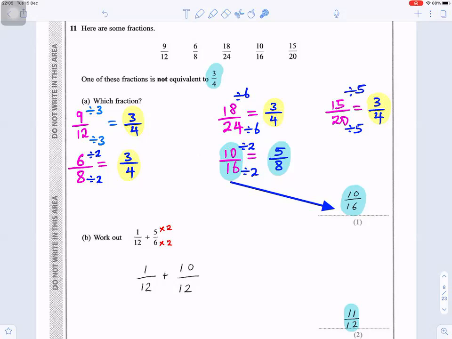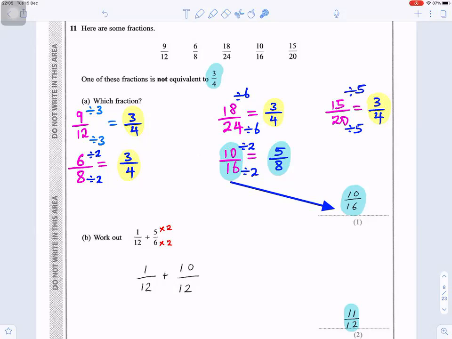So in an exam, you don't have to do the last one. You get it for free. Or you could just go ahead and still do it. 15 divided by 5 is 3. 20 divided by 5 is 4. So the answer is 10 over 16 is the one which is not equivalent to 3 over 4.